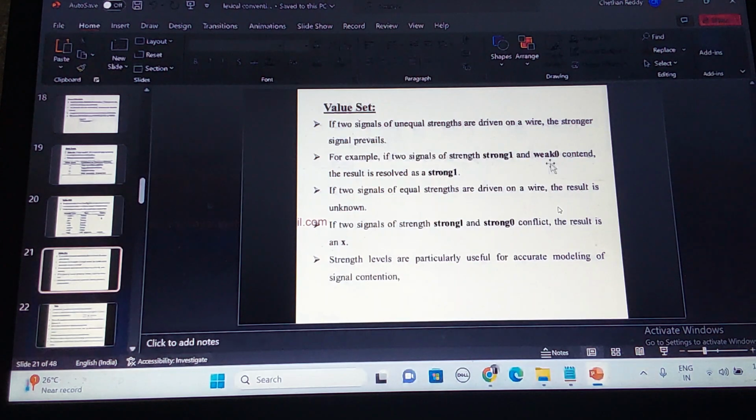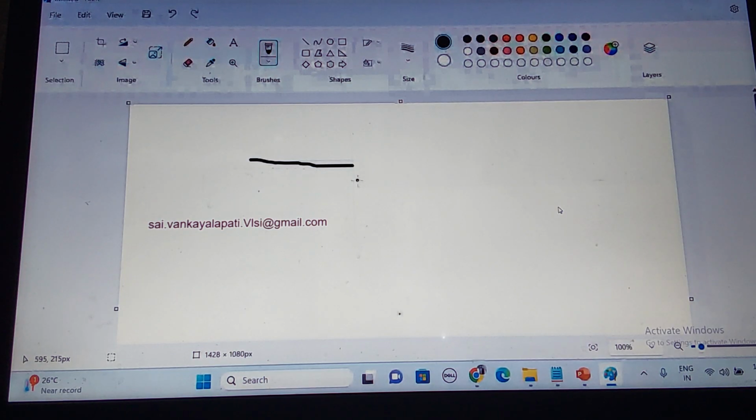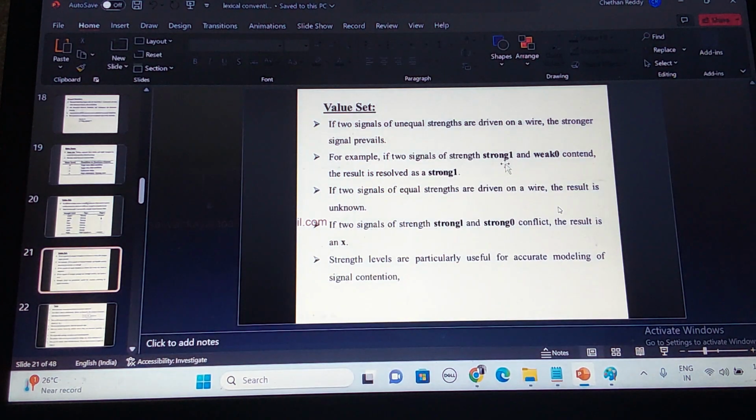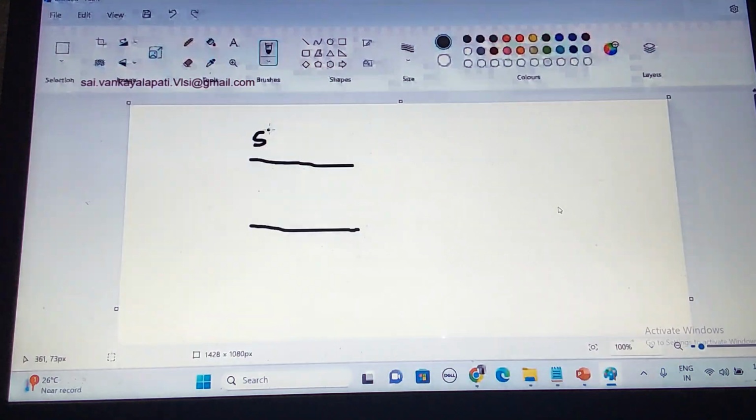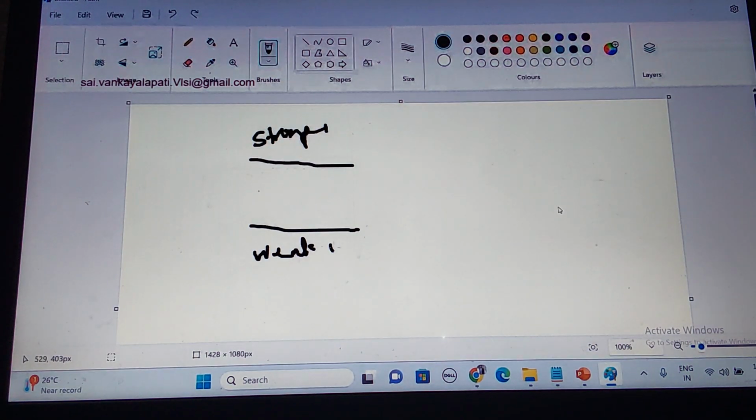Let me take the two signals. This is one signal. This is another signal. This is the strong one. One signal is 1. Another signal is weak 0. So this is strong 1 and this is weak 0. So if I'm connecting these two together, and what result am I going to get for this?